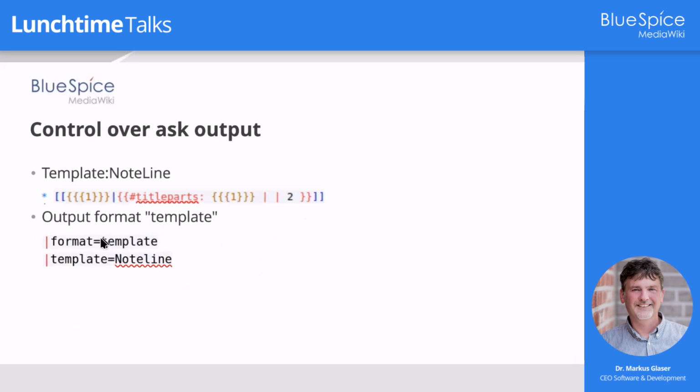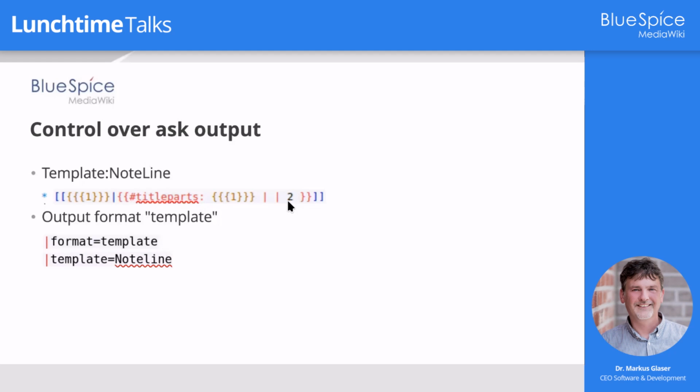So we changed the format to template, and that means that for each result I get, the result is not displayed by the ask query itself, but it is handed over to a template. And the template is basically, you can use any wiki text in the template. So I have created a template node line, which does some stuff here for people who know wiki text. This creates a link. It splits up the article title into different parts, and it takes only the part after the namespace and after the base name.